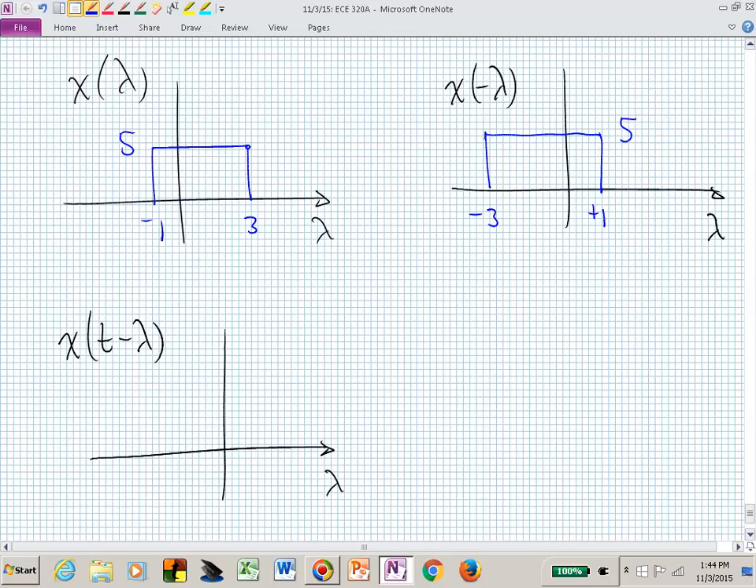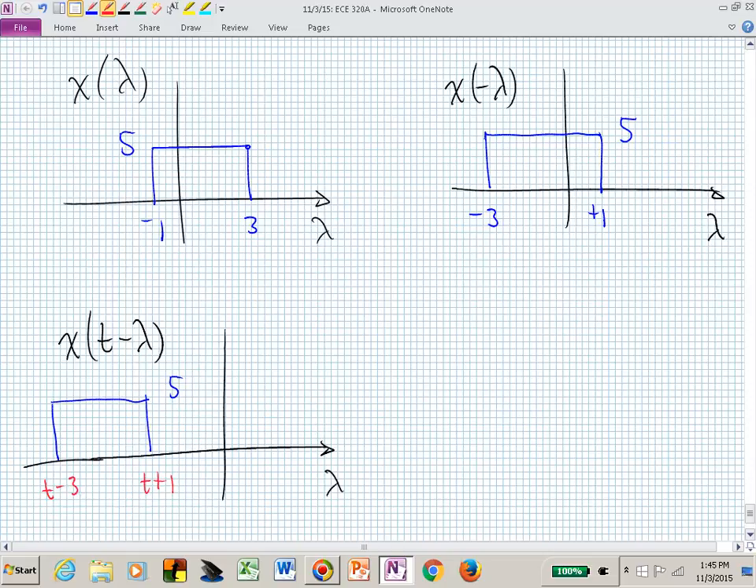What if I put something like this? I know that my shape looks like that. It's going to have a magnitude of 5. What's this endpoint going to be? If I let t equal 0, will that shift up and be equal to x of minus lambda? What about this endpoint? Is it clear where those endpoints are coming from?